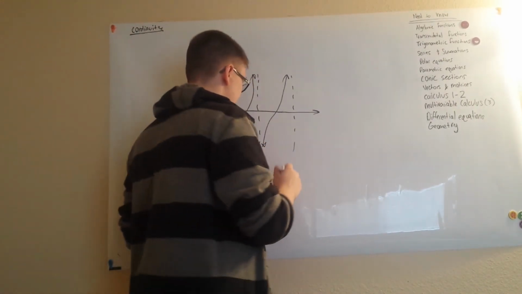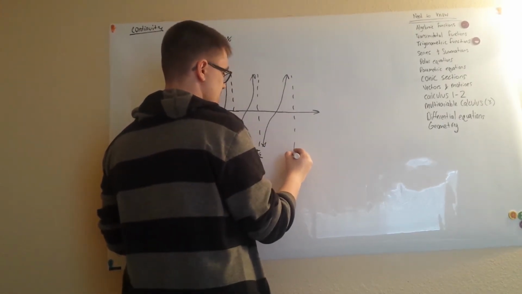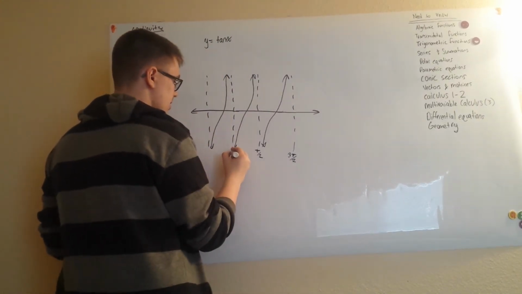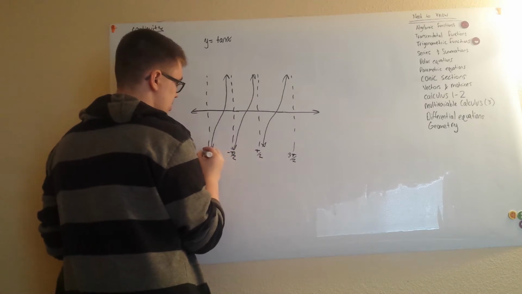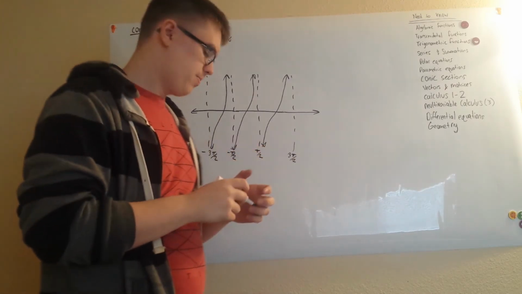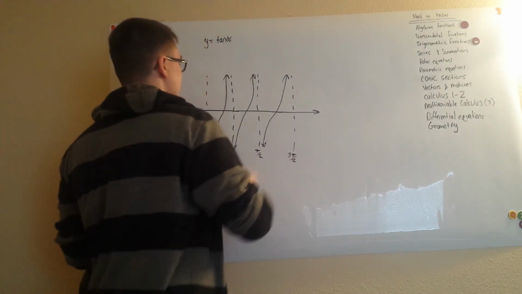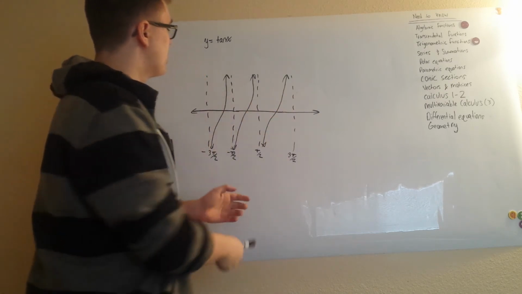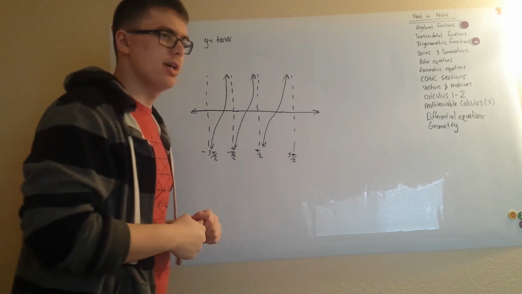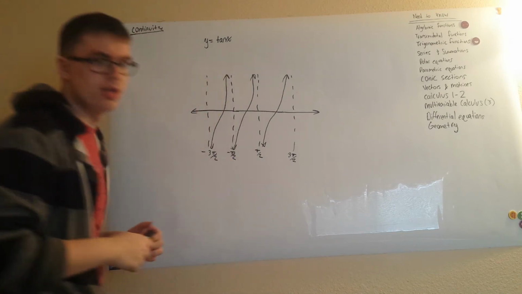Pi over 2. The next one is 3 pi over 2. This one's negative pi over 2. Negative 3 pi over 2. So, this is the equation of the asymptotes. That's where tangent is undefined. It's discontinuous because there's an asymptote and the limits don't exist. Now, how do we write that? It's a non-removable discontinuity because it's an asymptote.